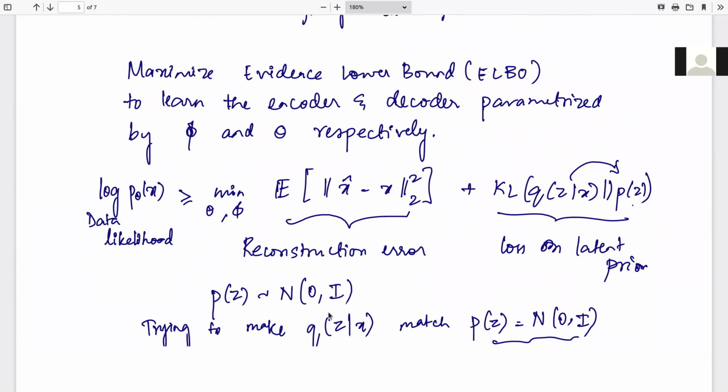Now, this can be seen as maximizing the evidence lower bound. I'll go 1 minute.